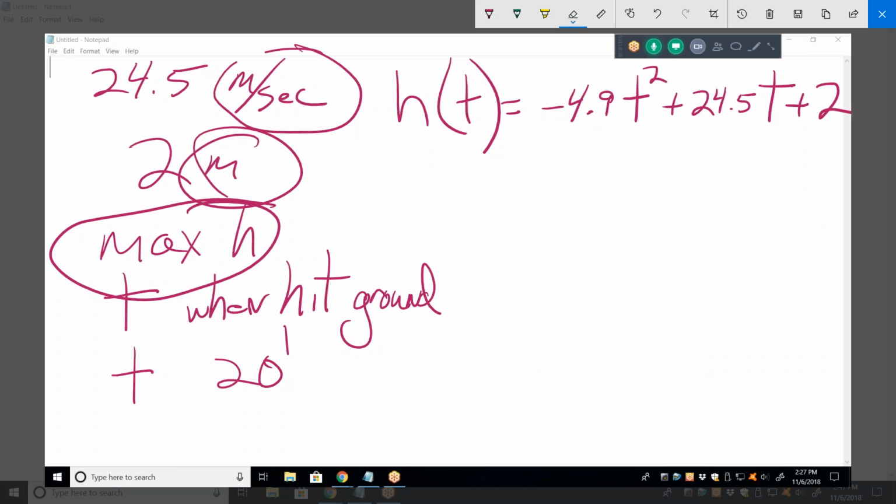It's minus b over 2a. So, is that the way you're going to do it? Okay, so tell me what minus b over 2a is. Let's plug everything in. What do we get? Minus what? Minus 24.5. Negative 9.8.